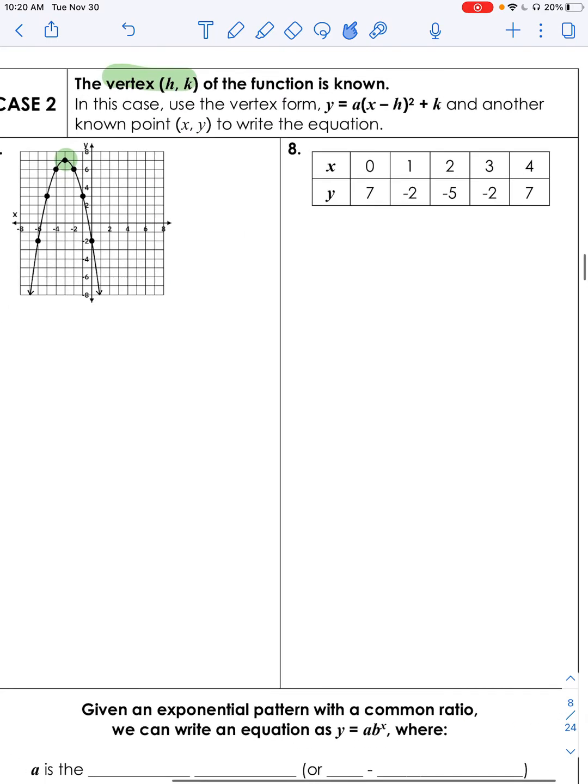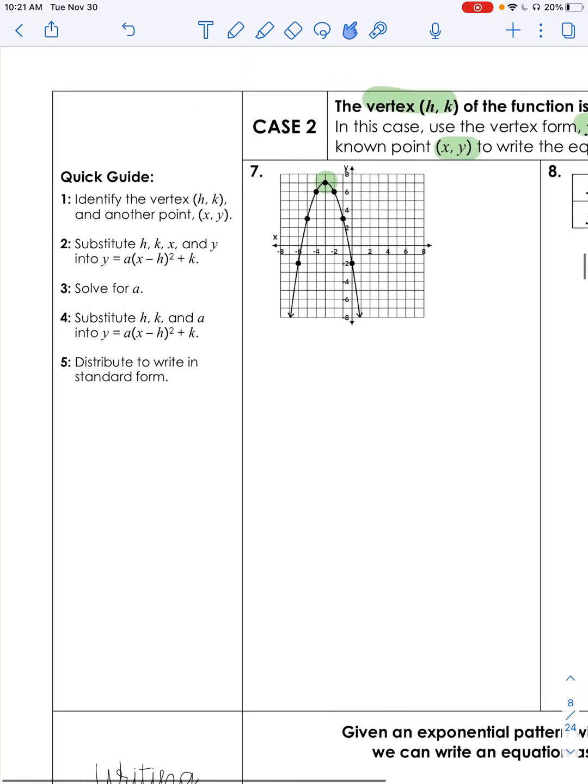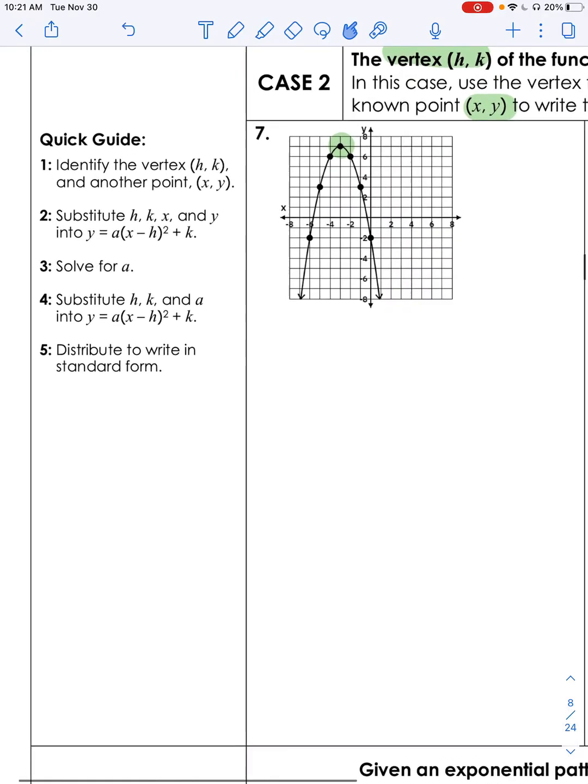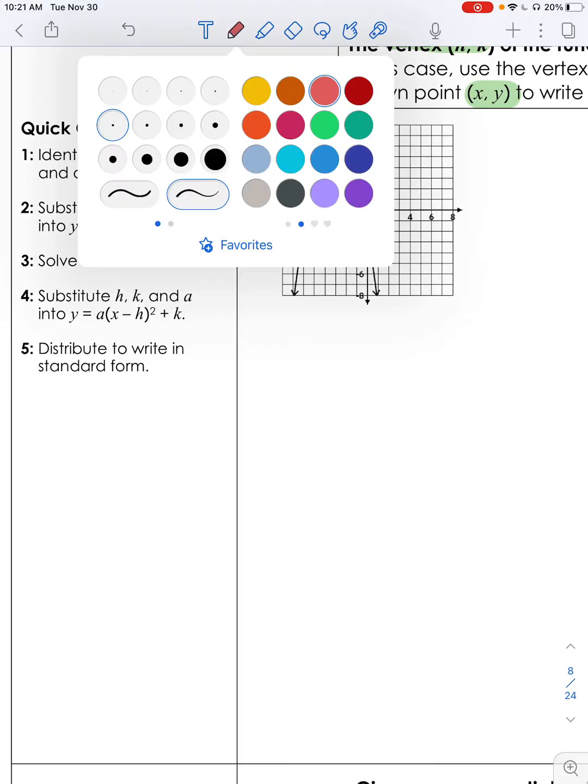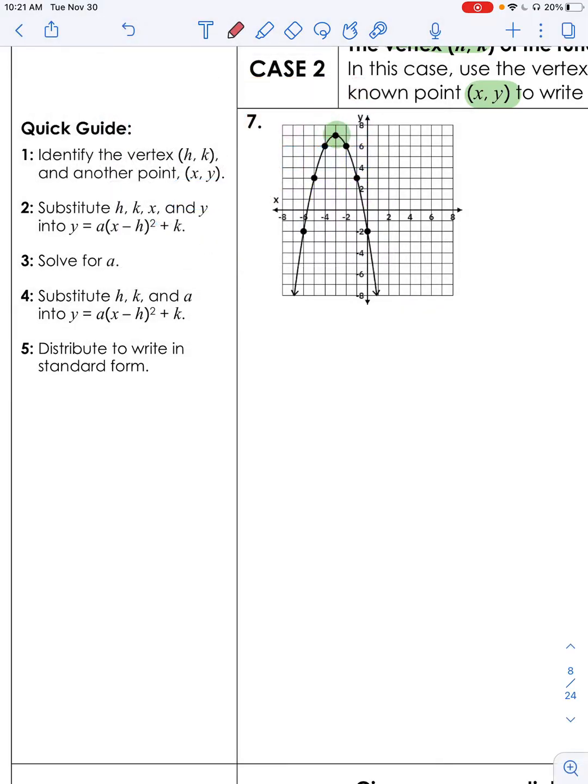Okay, so in this case, we're going to use the vertex form. y equals a times (x minus h) quantity squared, plus k, and another known point (x, y) to write the equation. So again, we're going to end up solving for a and then rewriting in standard form. Okay, so let's zoom in on 7, and we have a quick guide of all the steps.